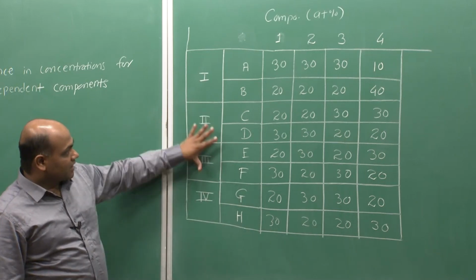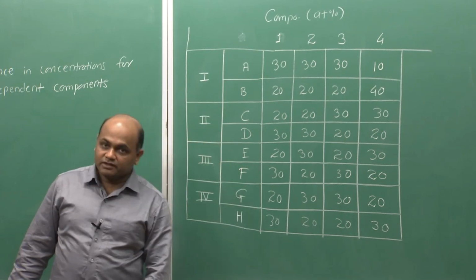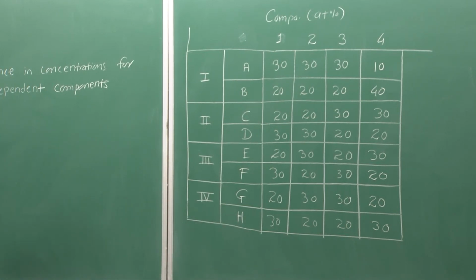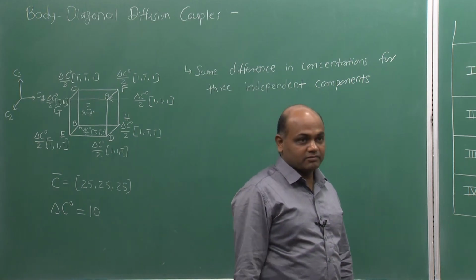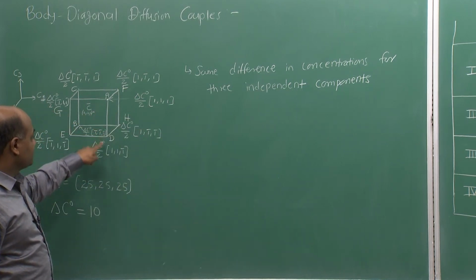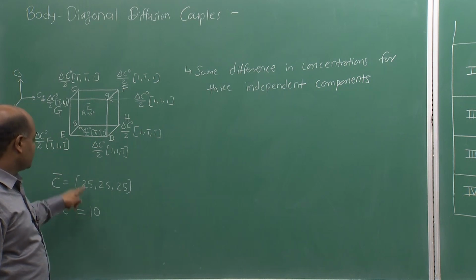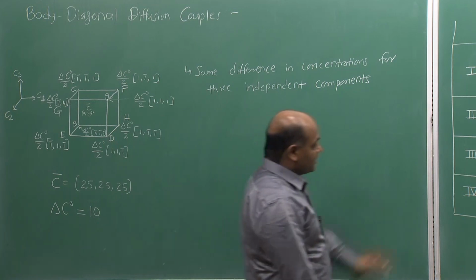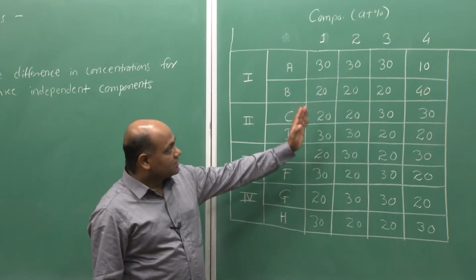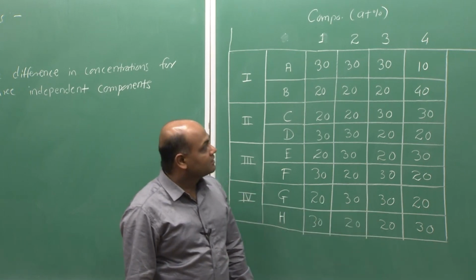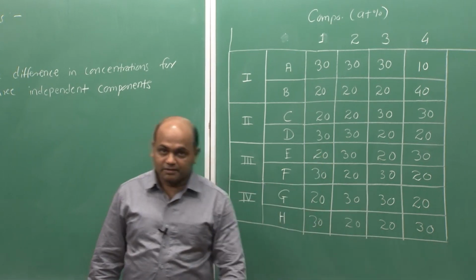And this way we can design 4 sets of diffusion couples with 8 terminal alloys from 8 corners of the cube, which is formed around C bar, and the couples would be with the composition vector delta C0. We can see for each of the couple, components 1 2 3 have the same difference 10 10 10. The fourth one makes up for 100%.